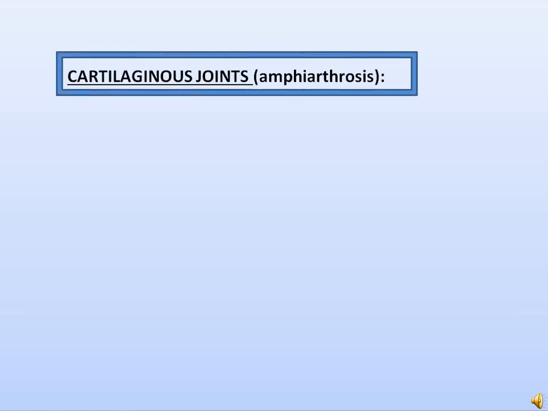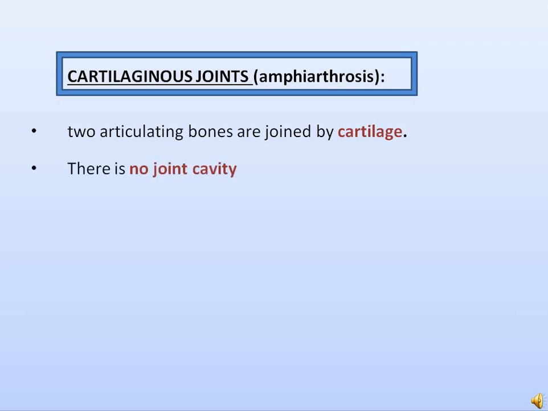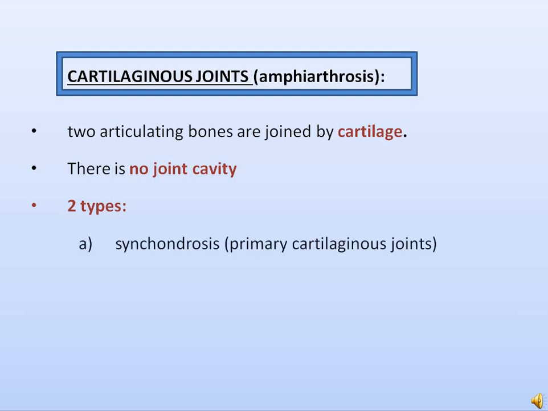Next we have the cartilaginous joints, which are also called as the amphiarthrosis joints. In this type of the joint, the two articulating bones are joined by a cartilage, and there is no joint cavity. These are of following two types. First is the synchondrosis, which is also called as the primary cartilaginous joints, and the second is symphysis, which is also called as the secondary cartilaginous joints.